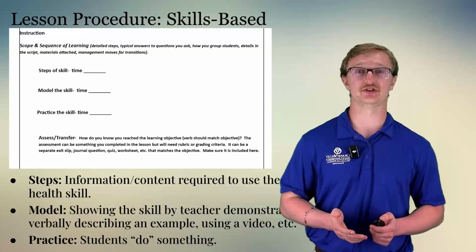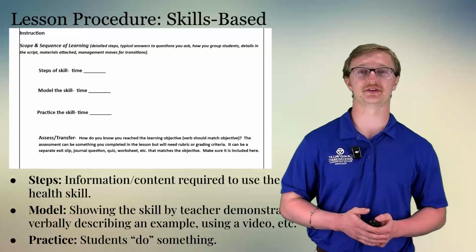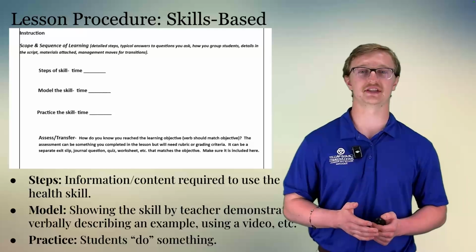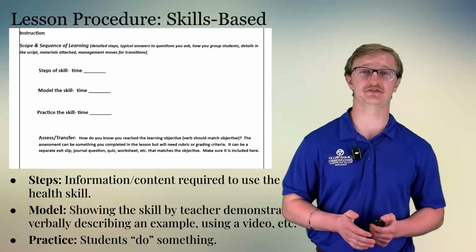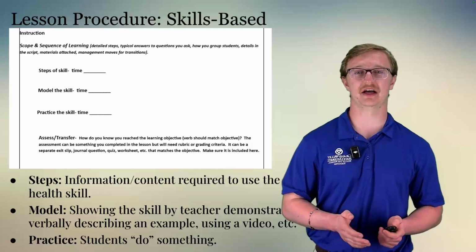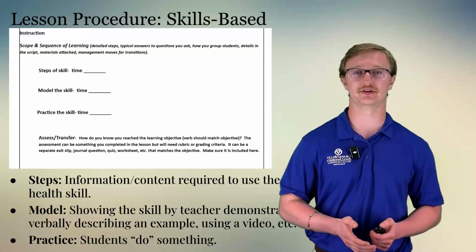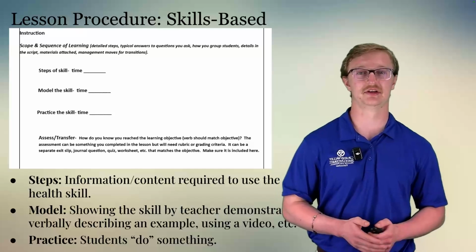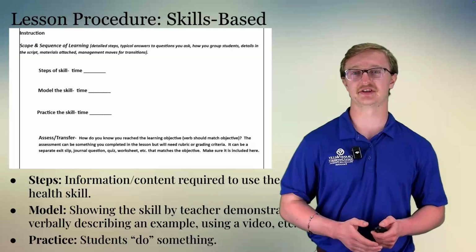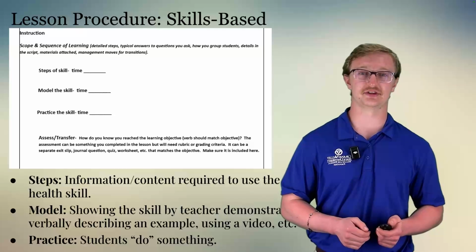The lesson procedure also contains a section for the skill-based model of teaching health. Under steps of skill, the teacher should list the information or content required to teach the health skill. This could look like defining keywords, sharing a video about health content, or student responses to discussion questions. After the steps is model the skill, which means showing the skill by teacher demonstration, verbal description, or using video, among many other methods. After the skill has been modeled, students will practice the skill by doing something, such as physically doing the skill, analyzing an article or personal story, or interacting with their peers.